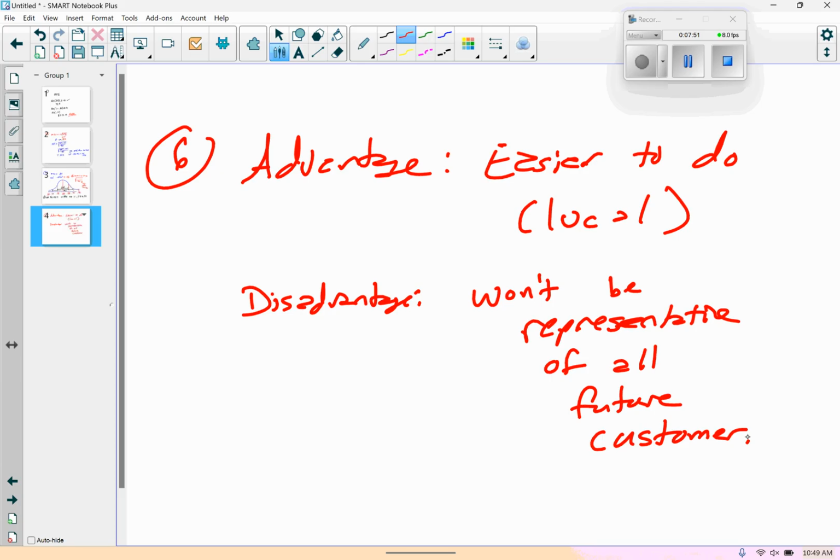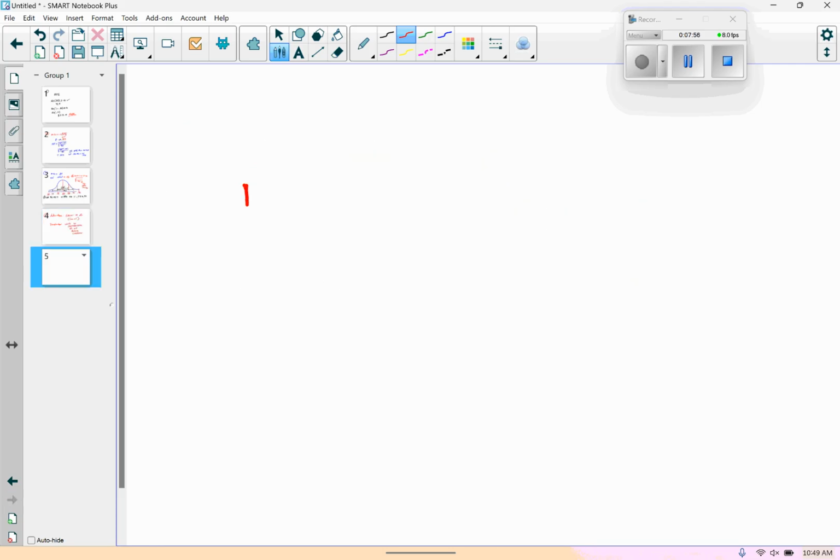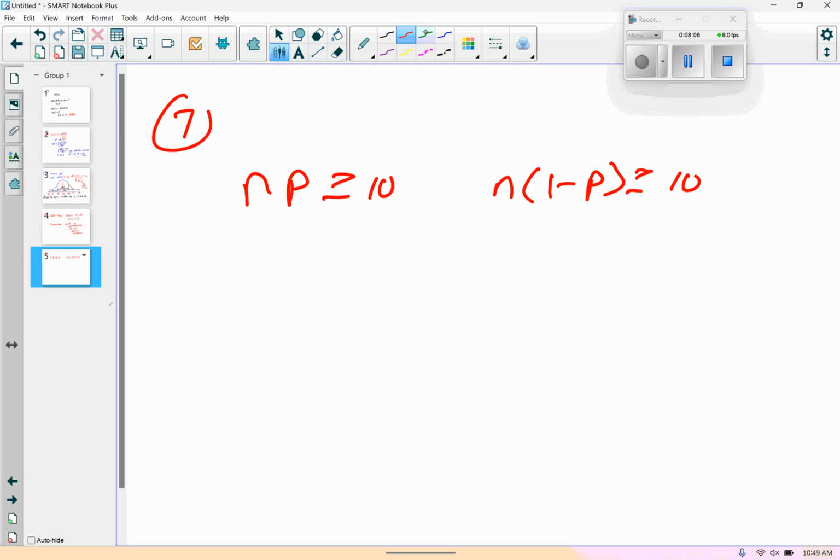What is the minimum sample size needed to pass your assumptions? Remember, it's n times p, this is number 7, is greater than or equal to 10. And then n times 1 minus p is also greater than or equal to 10. So we're trying to figure out n in both of these conditions. Let's see if this is going to work. If I go n times p, well, I knew that p is equal to 0.83.